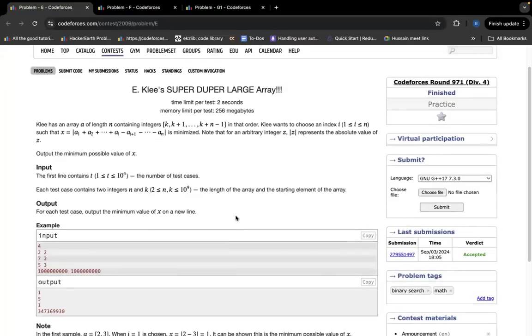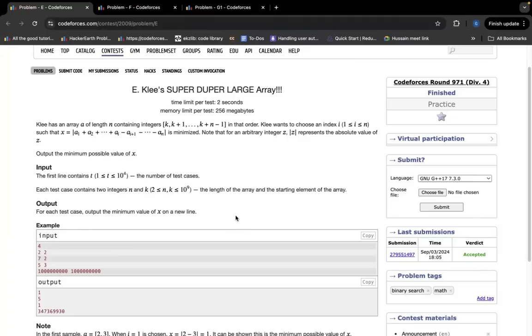CLE has an array A of n integers consisting of k, k plus 1, up to k plus n minus 1, in this order. CLE wanted to choose an index I such that the absolute value of A1 plus A2 up till AI, minus AI plus 1, so on and so forth, is minimized. Note that for an arbitrary integer z, absolute z represents the absolute value. We need to find the minimum possible value of x.